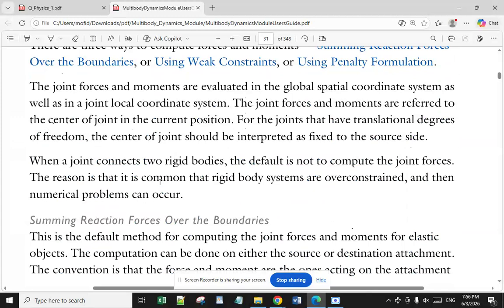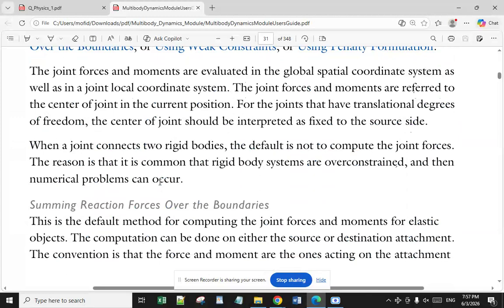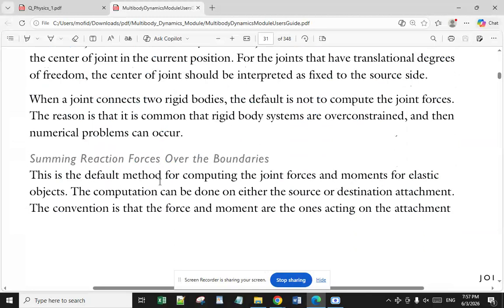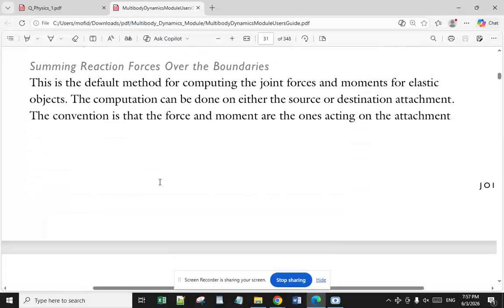The joint forces and moments are evaluated in the global spatial coordinate system as well as in a joint local coordinate system. The joint forces and moments are referred to a center of joint in the current position. For the joints that have translation degrees of freedom, the center of joint should be interpreted as fixed to the source side. When a joint connects two rigid bodies, the default is not to compute the joint forces. The reason is that it is common that rigid body systems are over-constrained, and then numerical problems can occur.